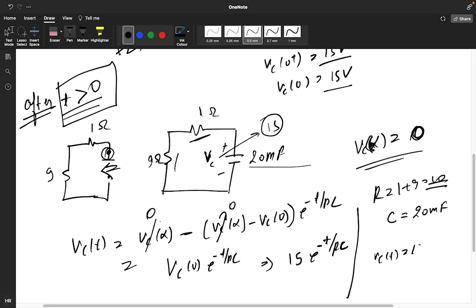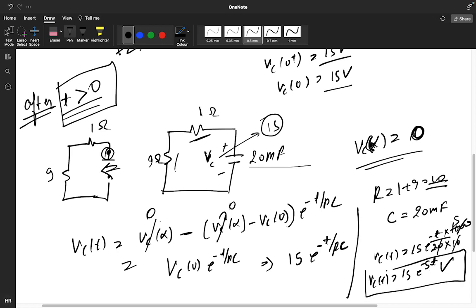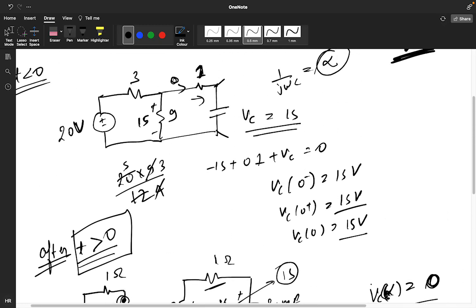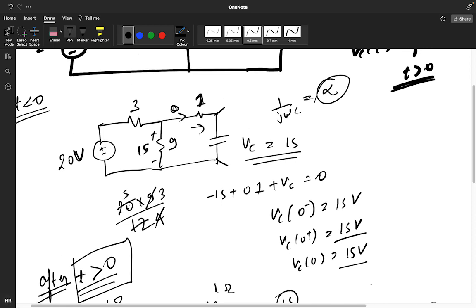VC of t is 15 e power minus t divided by 20 into 10 microfarad. That way we will get 1000 upside. So this cancels out, and it will be 5. So VC of t you are getting 15 e power minus 5t volt. Is this clear, guys? Understood? So can you explain me once again VC of 0? What problem you are getting? VC of 0 value.